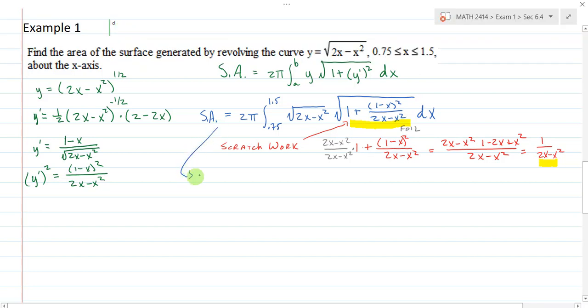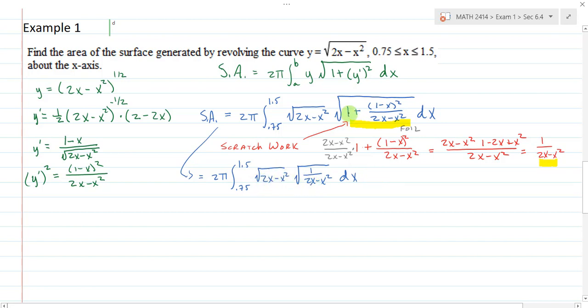Moving down here now, this is going to give us 2 pi times the integral from 0.75 to 1.5 of the square root of 2x minus x squared times the square root of 1 over 2x minus x squared dx. Well, we can distribute this radical across the numerator and the denominator, and then these two radicals are going to cancel out. Do y'all see that?